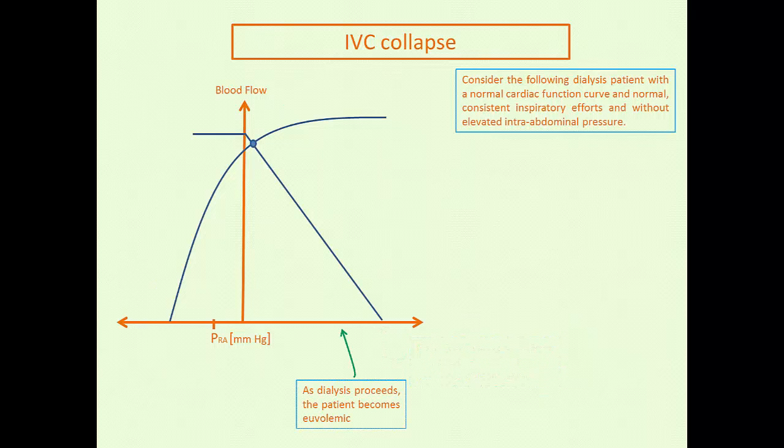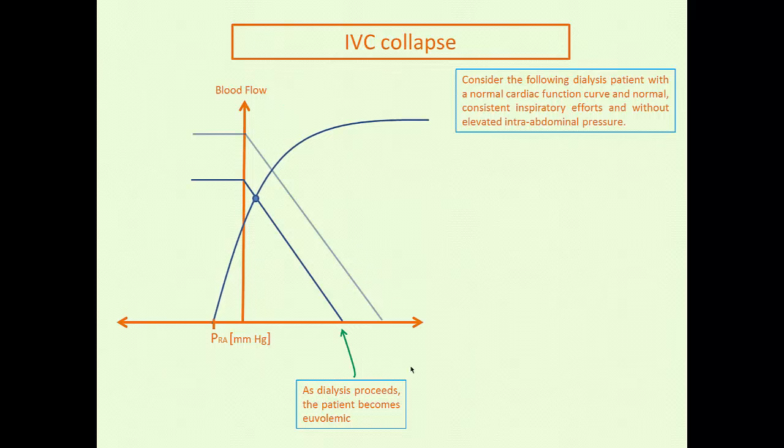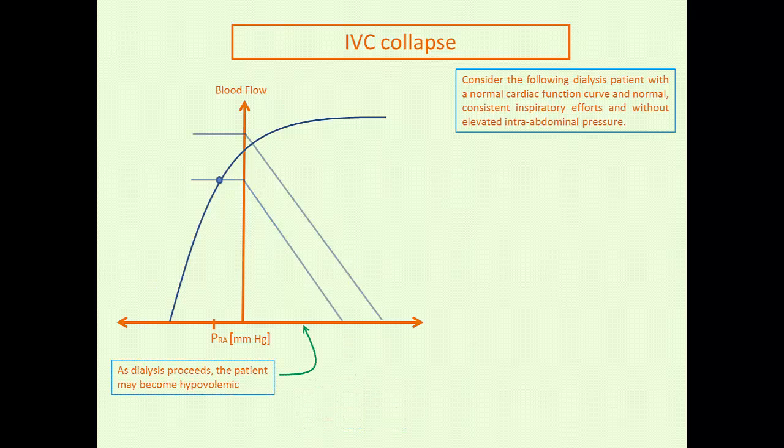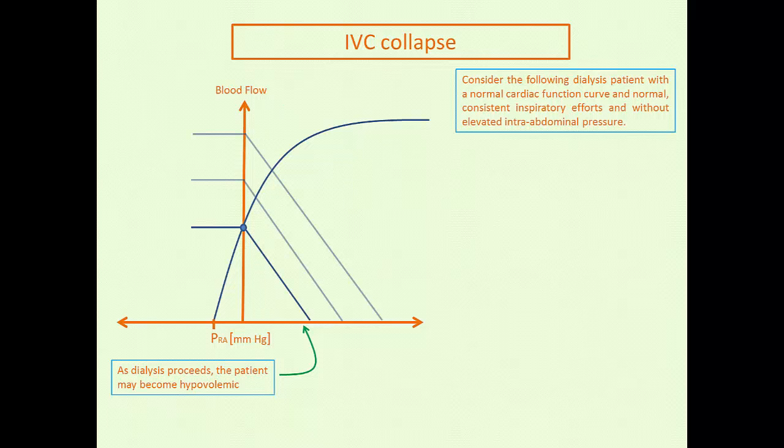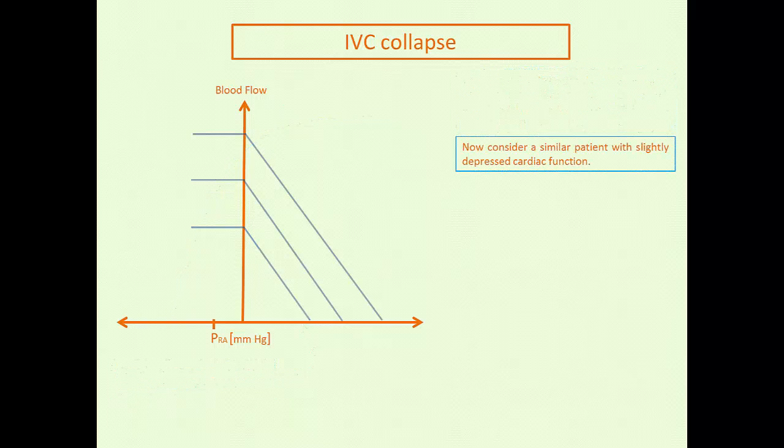Okay? As dialysis proceeds, this patient now becomes quote-unquote euvolemic. As a result, their right atrial pressure drops. So now when this patient inspires, their right atrial pressure continues to drop, but now it's actually fallen significantly below the increase in intra-abdominal pressure, and you actually start to get this fluttering effect. Now the patient continues dialysis and actually gets a little hypovolemic. Well, now when this patient inspires, they clearly have collapse of the IVC.